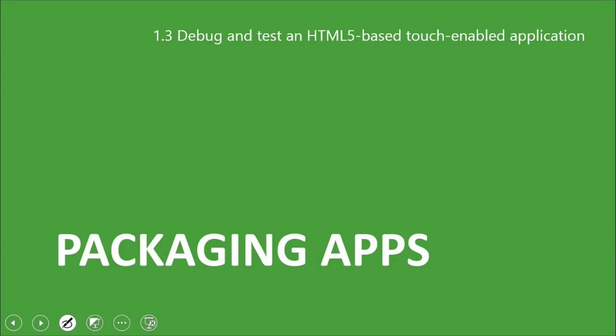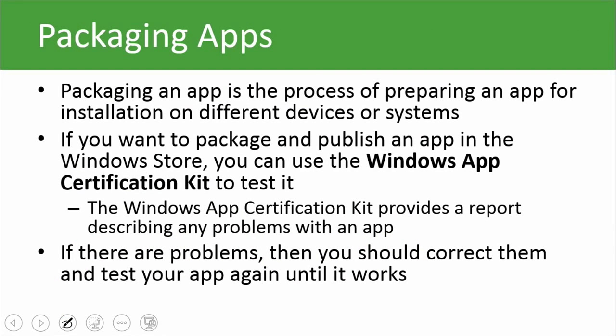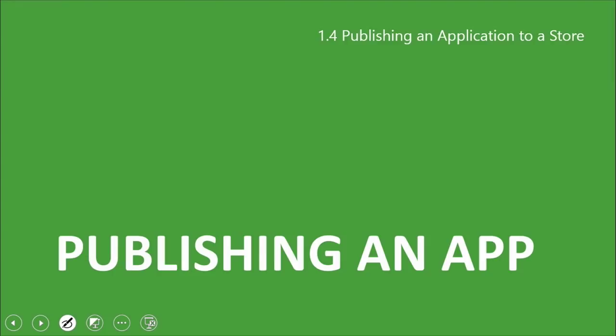All right, packaging apps. This is our last little bit here, if I'm not mistaken. So packaging an app is simply the process of preparing it for installation on devices or different systems, okay? If you want to package and publish an app in the Windows Store, you can use the Windows App Certification Kit. All that does is provide a report describing any problems with an app, so it's sort of another validation step. If there are problems, you clearly can go ahead and correct them and then resubmit your app through the Windows App Certification Kit and make sure that everything's working properly, okay?